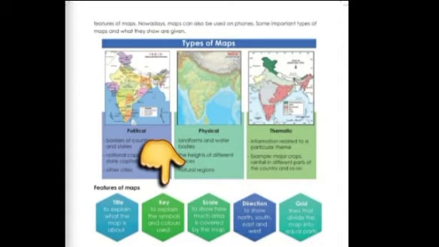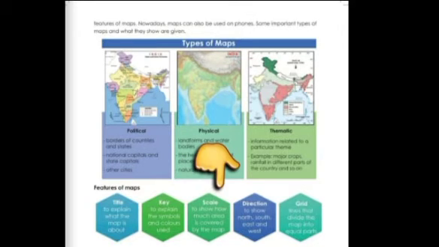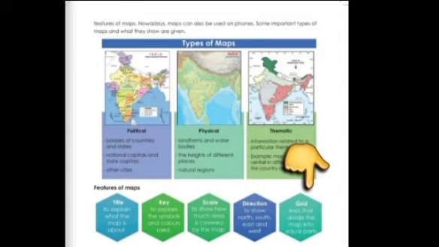The second feature of a map is the key. It explains the symbols and colors used in the map. The third feature of the map is the scale, to show how much area is covered by the map. The fourth feature is direction, which shows the north, south, east and west in the map. And the last is the grid, lines that divide the map into equal parts.